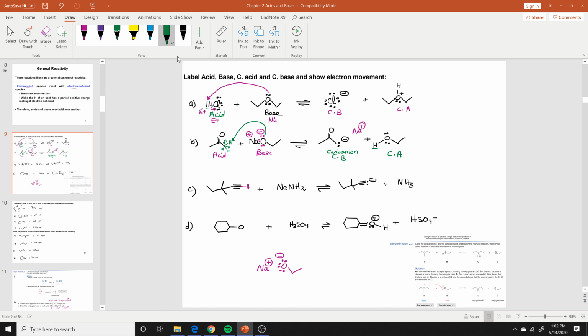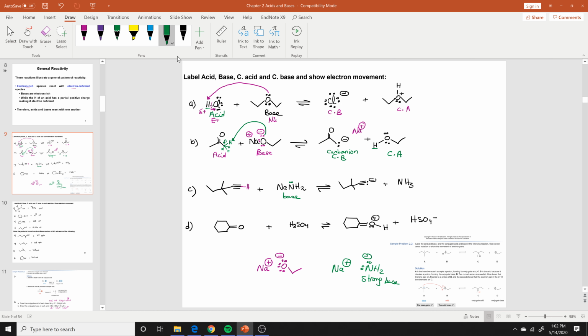See? Same thing. NaNH2. Na is a positive. NH2 over here, for nitrogen to make 2 bonds, it needs to have 2 lone pairs and a negative charge. Since it's a negative charge, that guy is going to be a strong base. And if it is a strong base, it's going to react directly over here. So this is going to be my base.